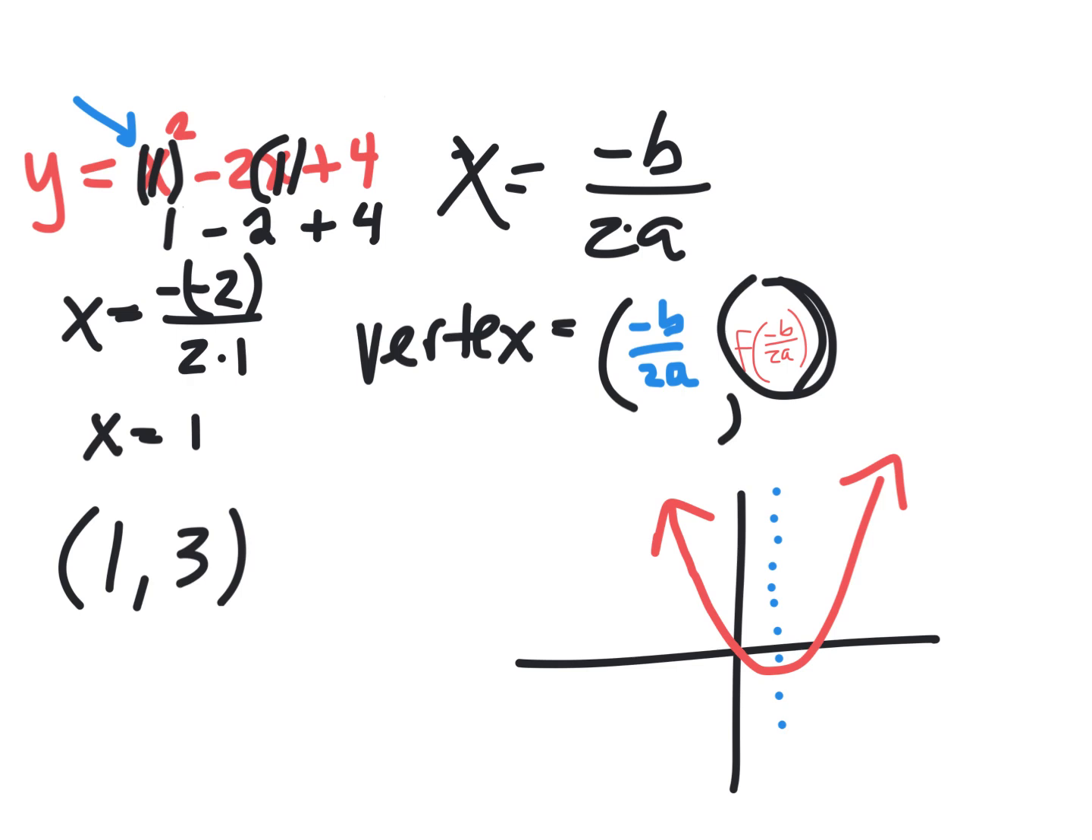So it turns out my graph is actually up here because it's up 3.